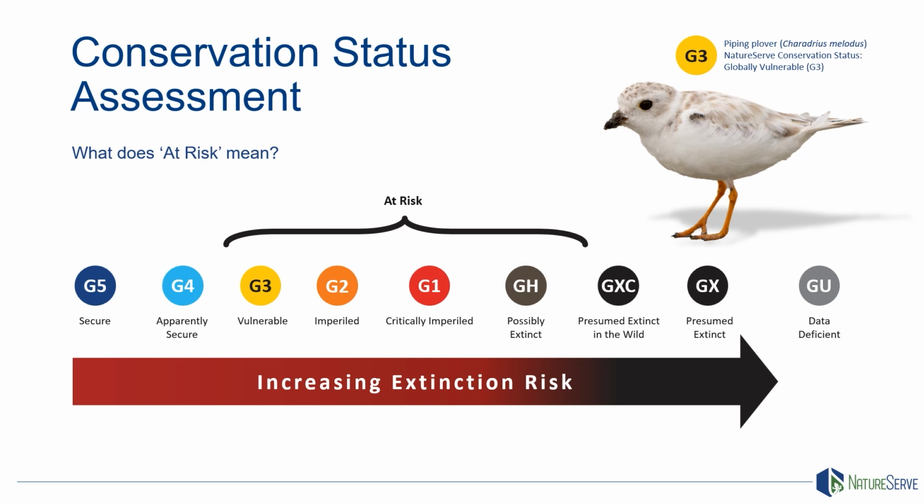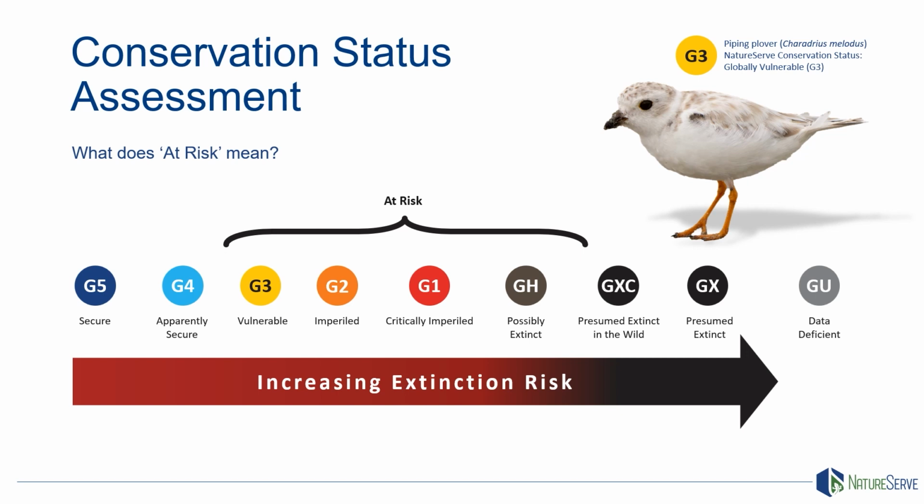NatureServe and network scientists assign these ranks on a 1 to 5 scale, where 1 is for species and ecosystems that are critically imperiled with extinction, and 5 is for those that are demonstrably secure. For the global scale, which means the worldwide range of a species or ecosystem, these ranks are labeled G1 to G5. Other ranks include GH for species known only from historical observations and may now be extinct.